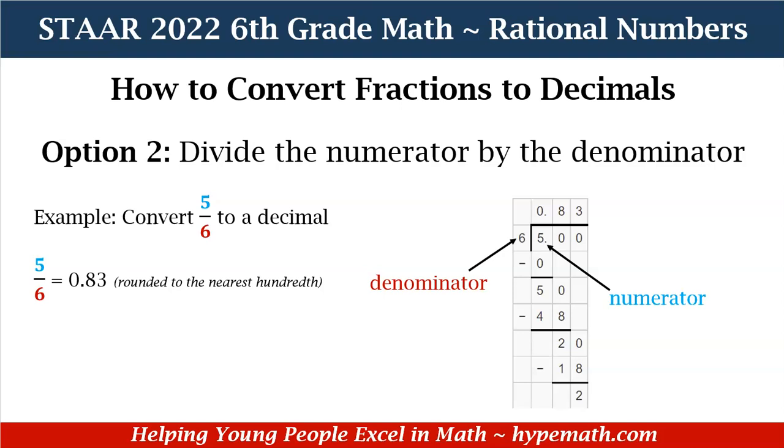So now, yes, 6 can go into 50 8 times. 6 times 8 is equal to 48. So 50 minus 48 is equal to 2. I'm going to bring my second 0 down, and now I have 20. 6 can go into 20 3 times. 6 times 3 is equal to 18. 20 minus 18 is equal to 2. So 5/6 rounded to the nearest hundredth is converted to 0.83.